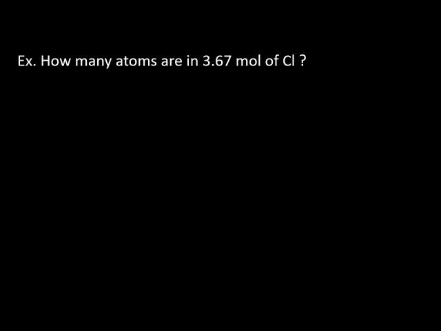All right, let's do our first example. How many atoms are in 3.67 moles of chlorine? So this is chlorine atoms. You'll notice it's not Cl2.